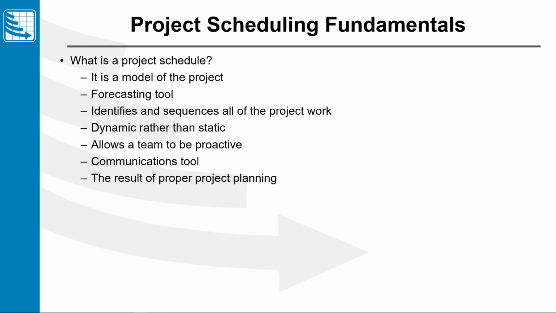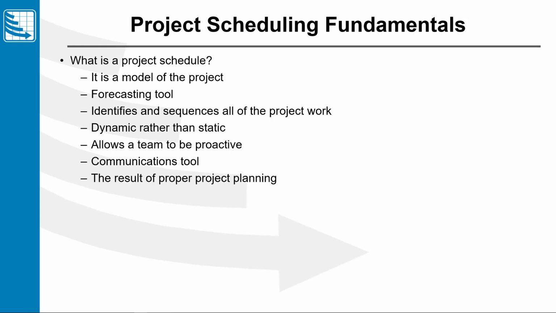Now, a well laid out project schedule allows a team to be proactive. That's partially because it identifies and sequences all the work, so we see when certain things are going to be done. And because we're able to forecast when certain things are needed and when they're going to be done, the team can actually be proactive. We're not waiting for issues to occur and then responding. We're being proactive to prevent issues from even occurring in the first place.